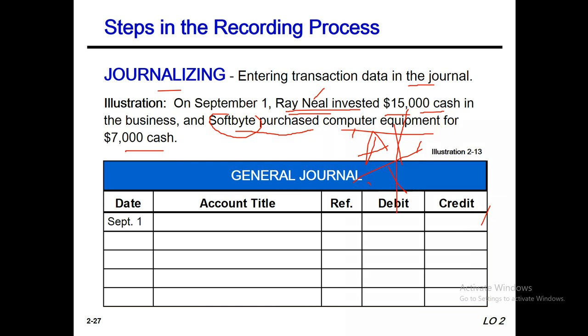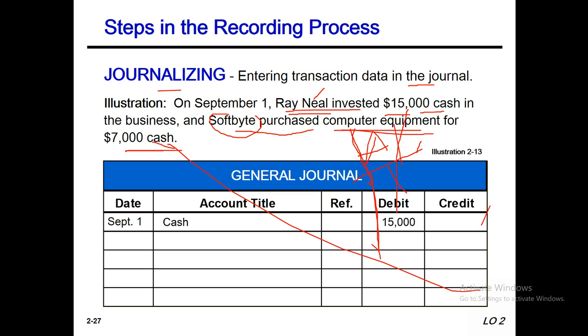For this computer equipment, this is an asset. The asset will be debit, and cash is also an asset. That means there are two assets here: computer equipment as an asset, and cash also an asset. So one asset will be increased, and the cash asset will be decreased. So we can see this transaction here.